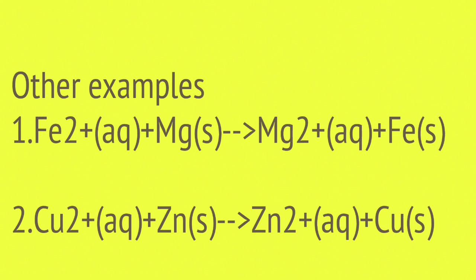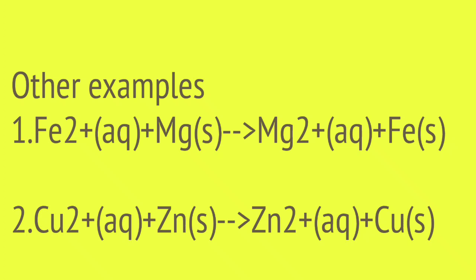We have iron 2 ions reacting with magnesium solid to form magnesium ions and iron solid. So iron 2 ions are the ones which are reduced, while magnesium is oxidized, because we can see there is an increase in oxidation number.